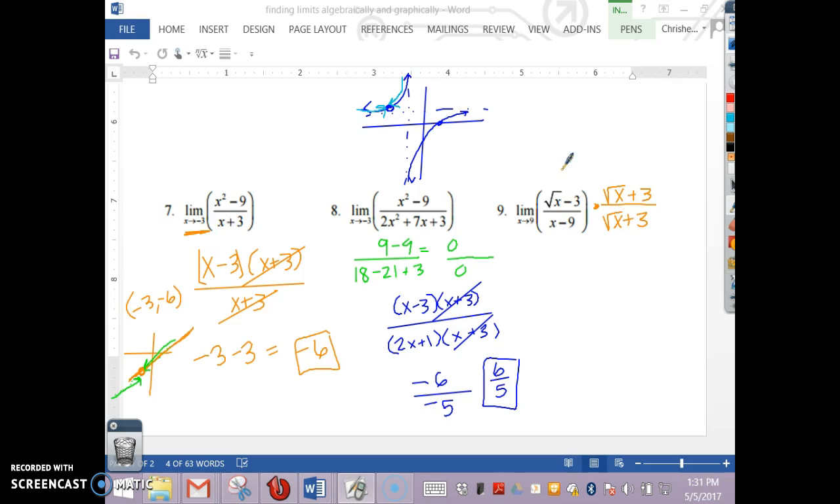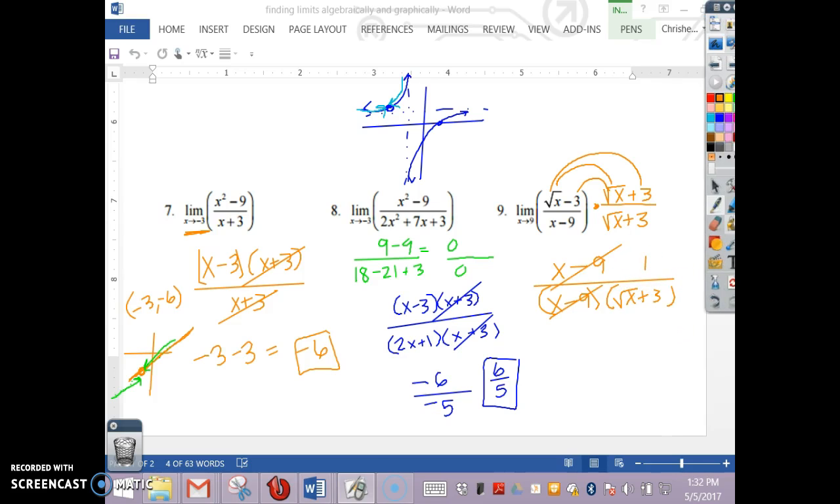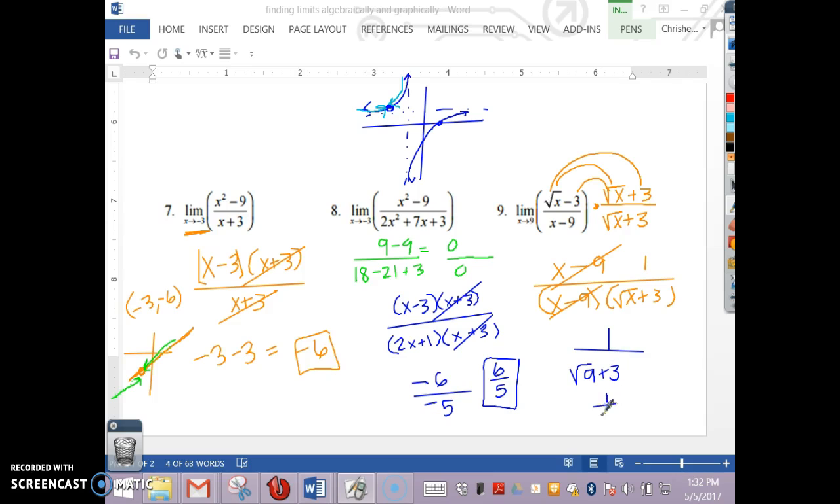FOIL that numerator. Square root of x times square root of x is x. Your outside's 3 root x, your inside's negative 3 root x. Those cancel. Then negative 3 times positive 3 is negative 9. And what do you know? There's a negative x minus 9 in the denominator. How weird. Plugging in your 9 now. 1 over square root of 9 plus 3. 1 over 3 plus 3 is a 6.